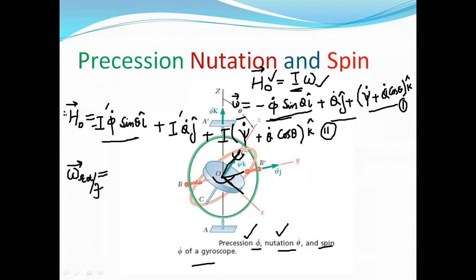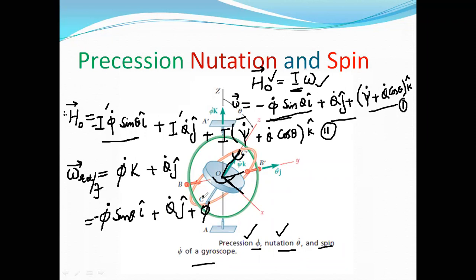That is, the observer on the ground will say that the inner frame of reference is precessing, that is, its motion is phi dot about capital K axis, and it is also nutating, that is theta dot along j cap. So that is equal to phi dot times K. As we substitute the value of K in terms of its components, we can write this as minus phi dot sine theta I cap, plus theta dot j cap, and the third component is plus phi dot cos theta small k cap.